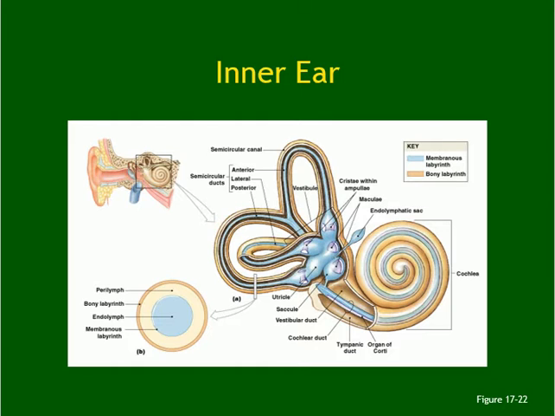The second part is here, which is the vestibule. And the inner part, which is snail-shaped, is called the cochlea. The most important thing to know here is the function of each one of those. And this can be important for both lecture and lab. There are at least a couple of words that you need to remember from each one of those, and this is very important to remember.